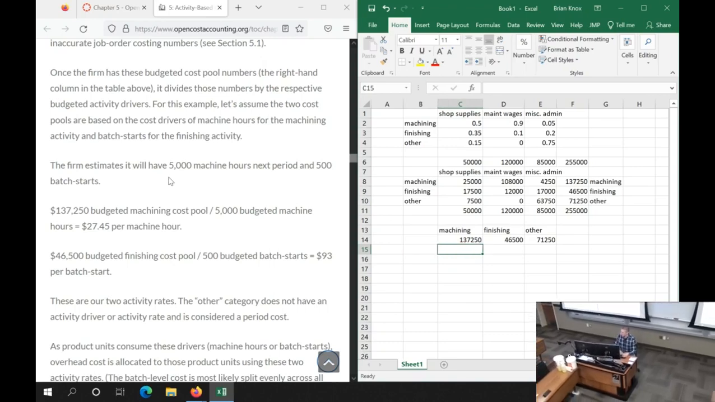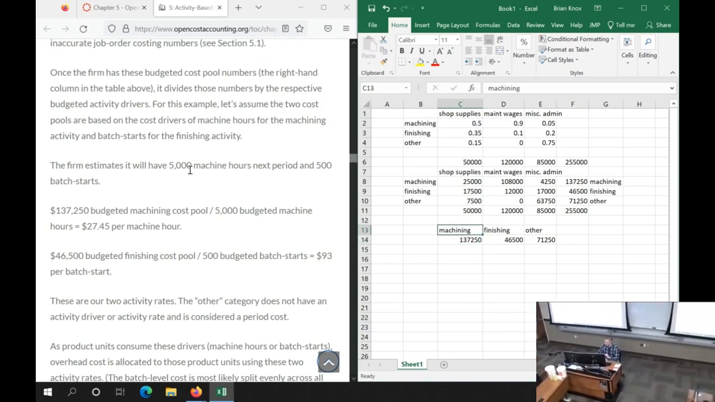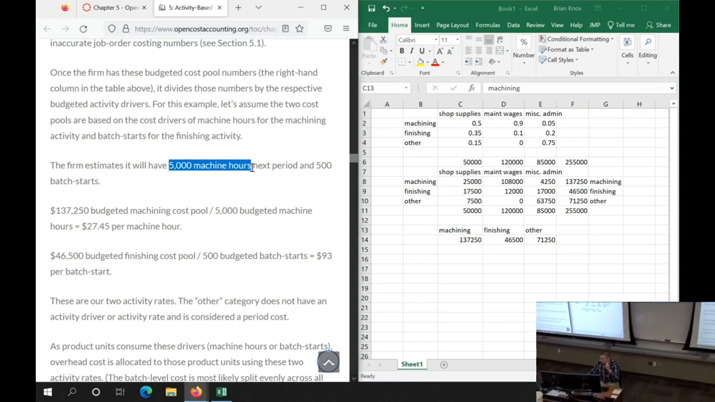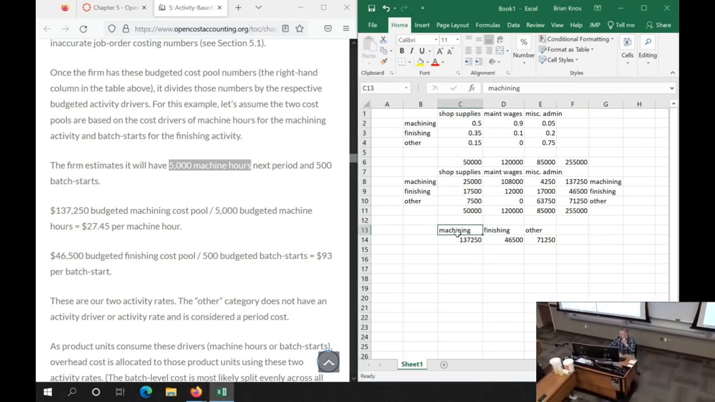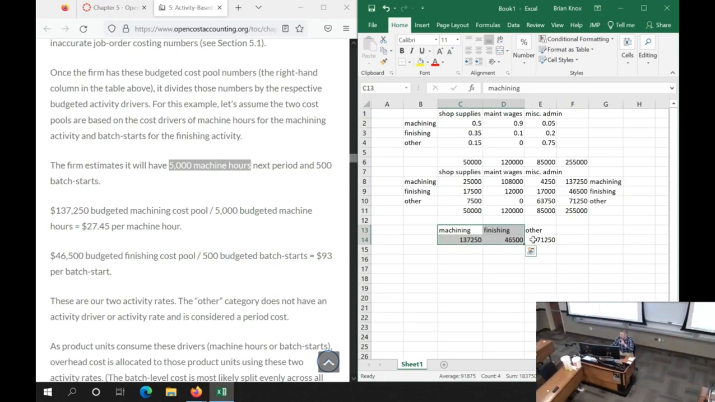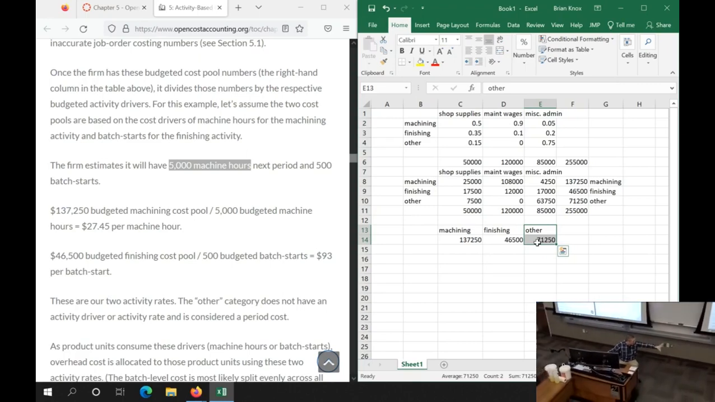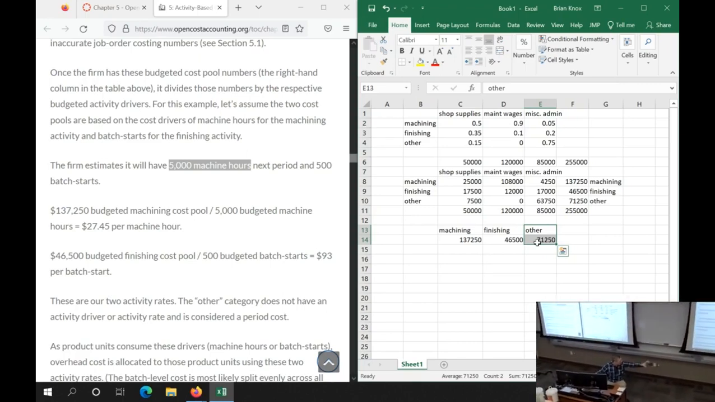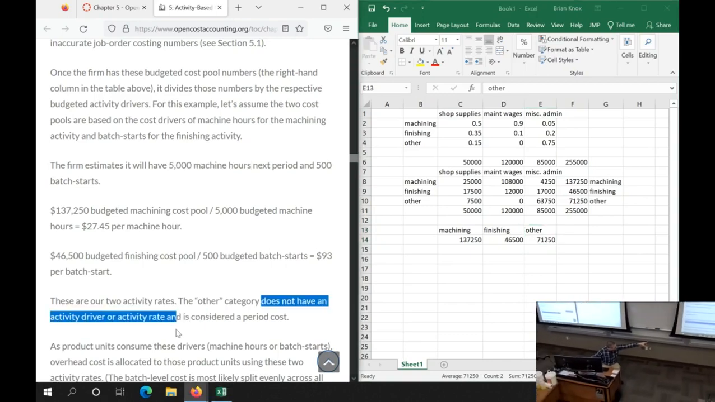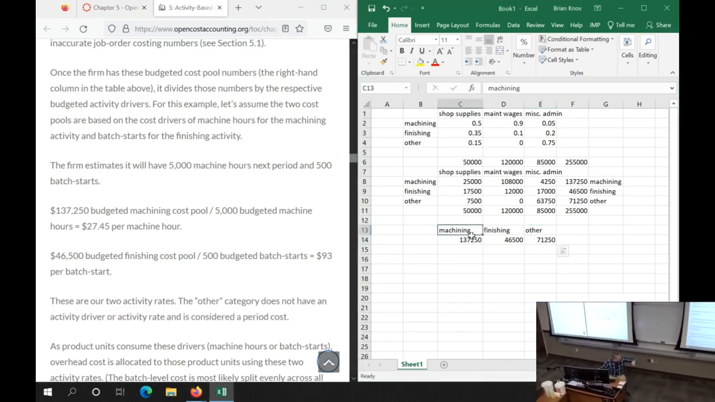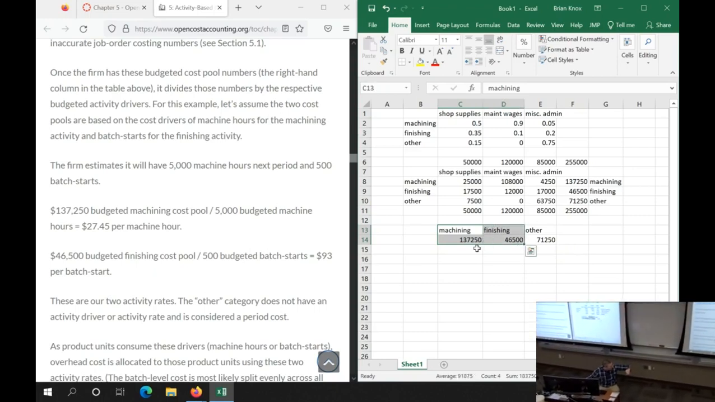Okay, so we have here though. We're expecting 5,000. We're estimating our budgeted drivers here. We have two drivers, remember, because these two right here have drivers. The other category is just going to be period costs. They're not going to be allocated to product units. It does not have an activity driver or activity rate, and it's considered a period cost. Okay, so each of these two has a driver.